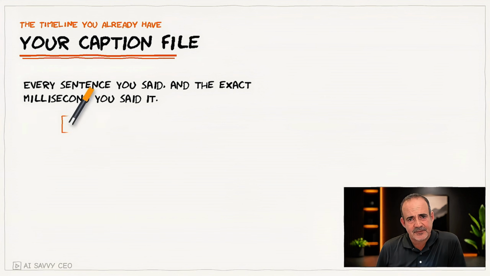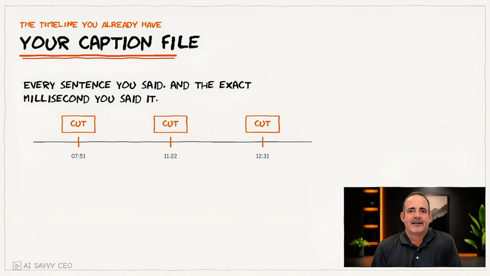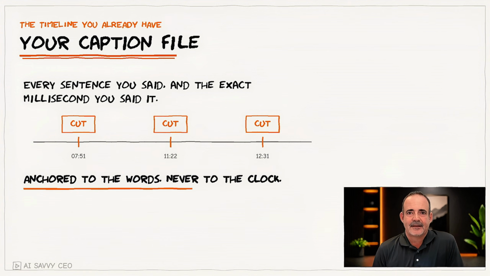Here's how it works. For every cutaway, I don't write a timestamp. I write a phrase. I say, this diagram belongs wherever I say 12,431. Then the tool searches the caption file, finds the block containing that phrase, and pins the cutaway there. 23 cutaways. Every one anchored to a sentence instead of a second.